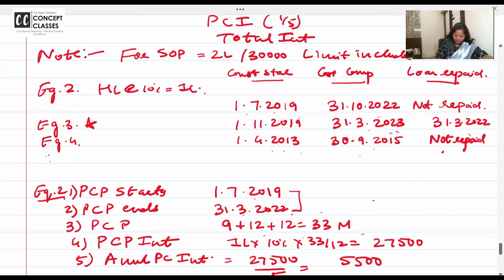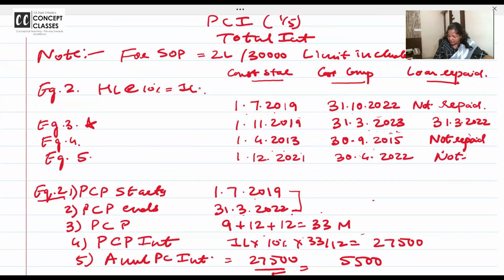If you have left the space there, you can write the example number 5. Say the construction started on 1st December 21 and it got completed on 31st March 22 and loan is not repaid. Chalo. As fast as you can.